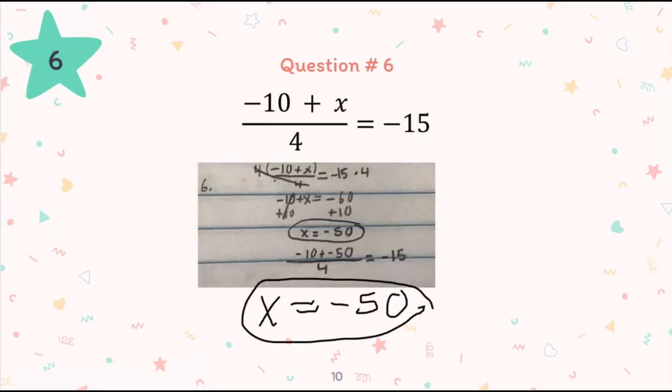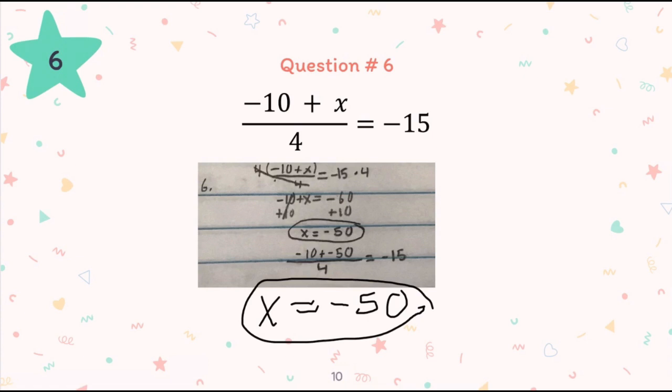So for this problem, the equation is negative 10 plus x divided by 4 equals negative 15. Since we want the negative 10 plus x by itself, we have to get rid of the 4. So we multiply by 4, which the two numbers cancel each other out. Now we do it on the other side, negative 15 times 4, which equals negative 60. So now we know that negative 10 plus x equals negative 60.